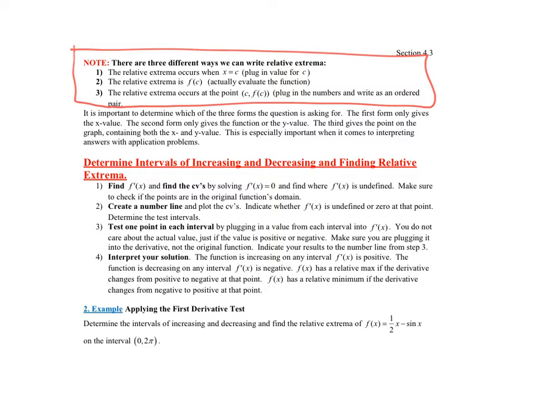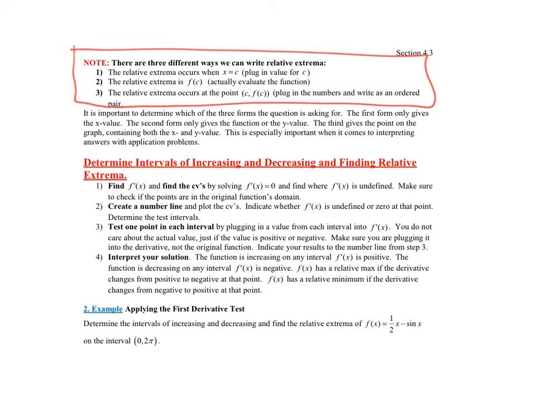So it says it is important to determine which of these three forms the question is asking for. The first form only gives the x value, the second form only gives the y value, the third gives the point of the graph containing both the x and y value. This is especially important when it comes to interpreting the answers of application problems.